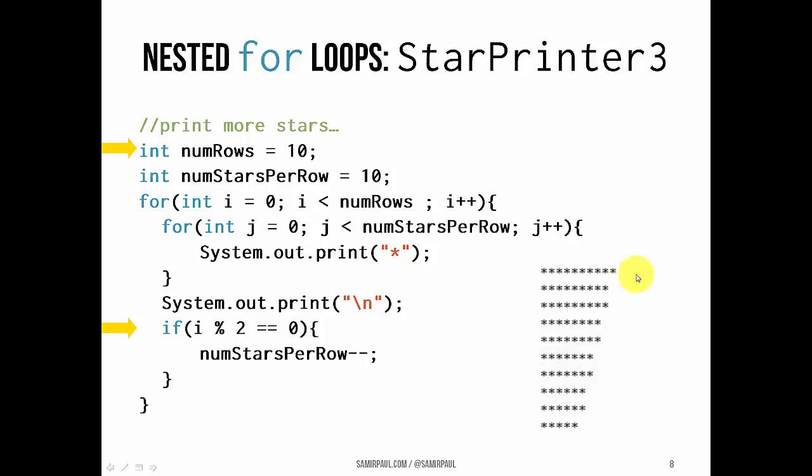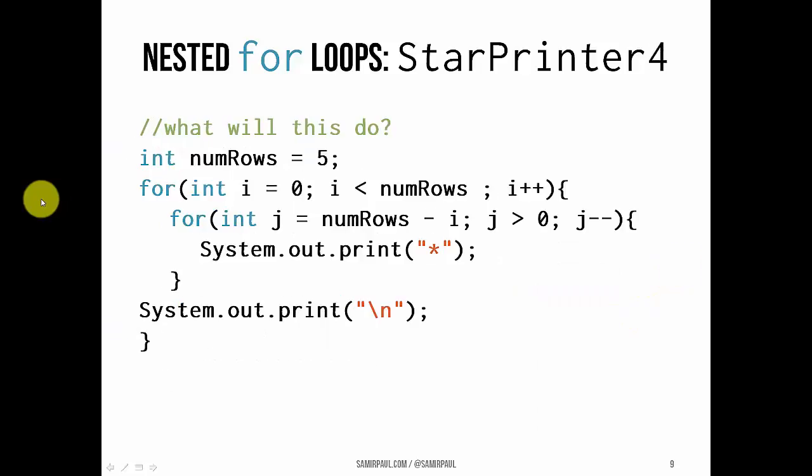You can see the output that we get reflects that. Okay, on row 0, we print 10 stars, and then because 0 is an even number, we go ahead and decrement by 1. But on row 1, after we've printed those stars, we don't decrement because 1 mod 2 is not 0. So we go on and num stars per row stays the same.